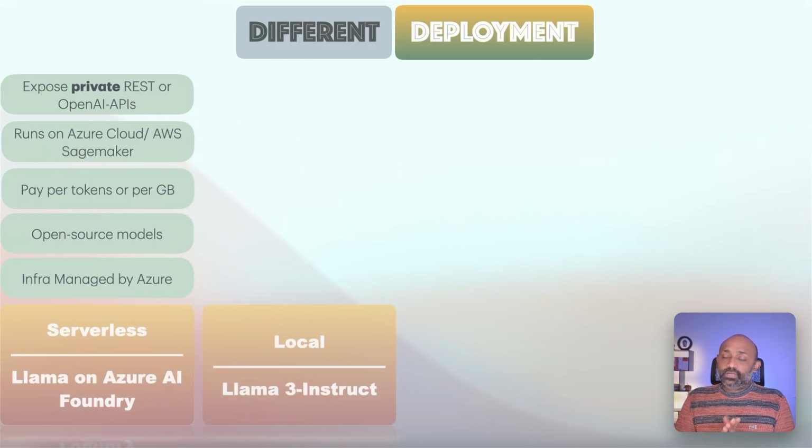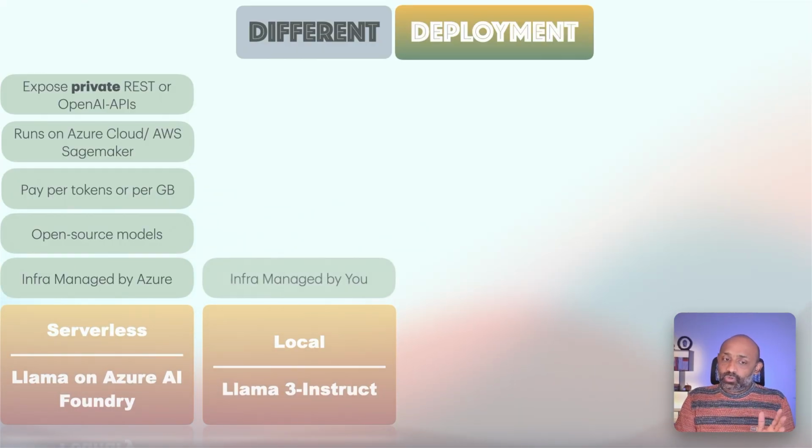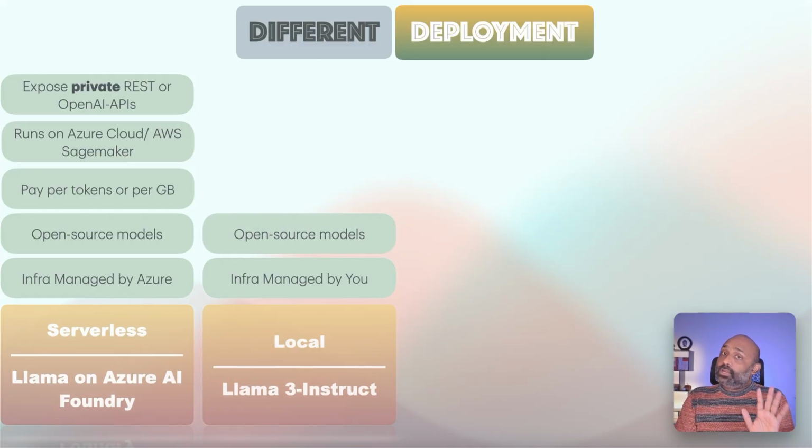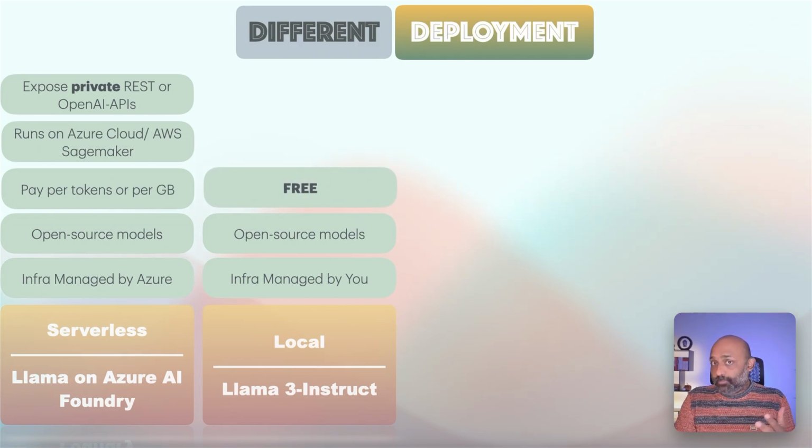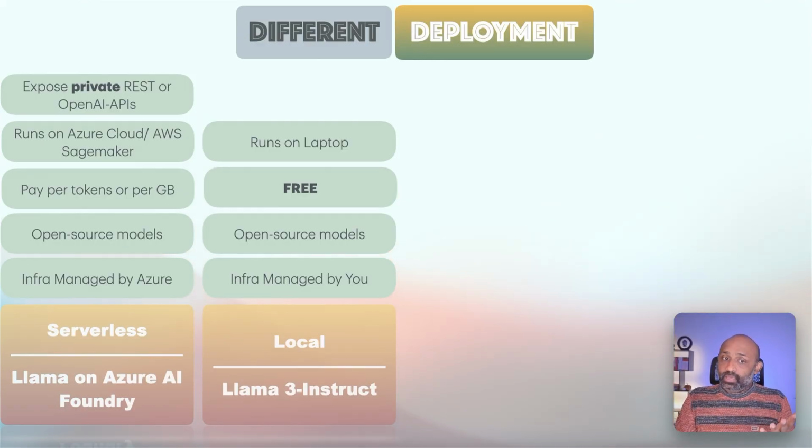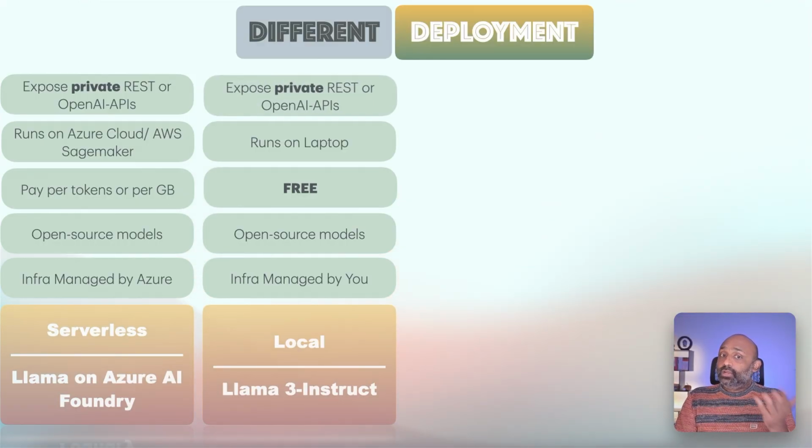The last option is very important and everybody's favorite option, which is local deployment. In this case, it is totally managed by you because you deploy these models on your local laptop, and you can deploy only open source models, of course, and it is totally free. Since it is your infrastructure, you deploy it, nothing to pay, and it runs on your laptop and you get private REST or OpenAI API endpoints, right? These are all the possible options to deploy a model.